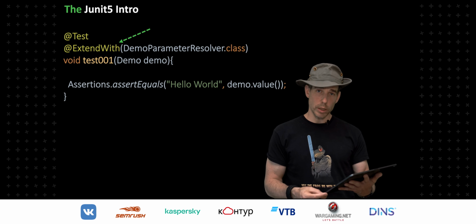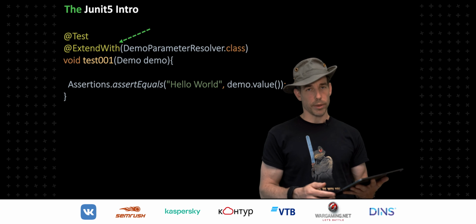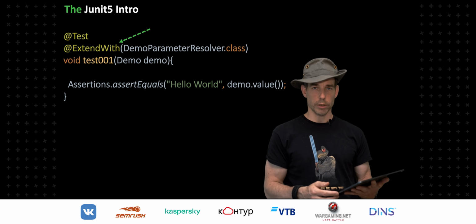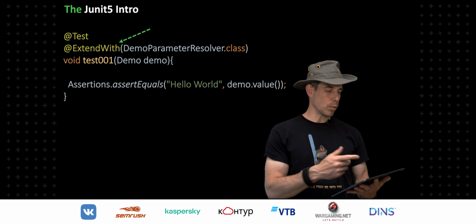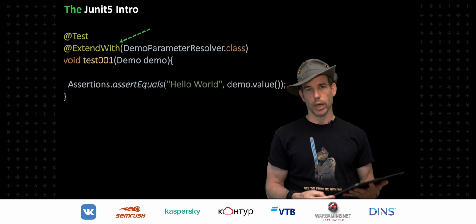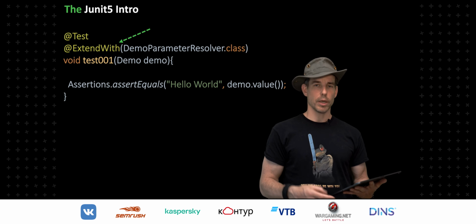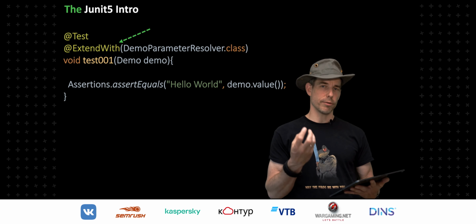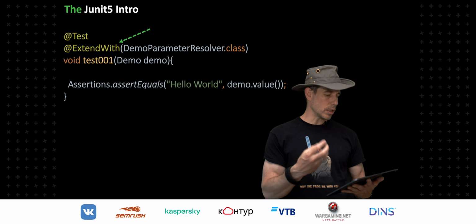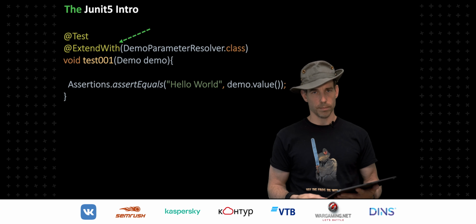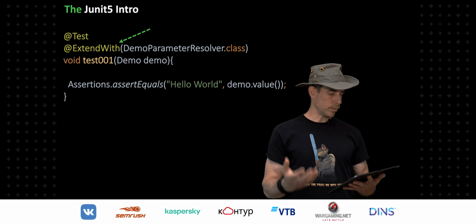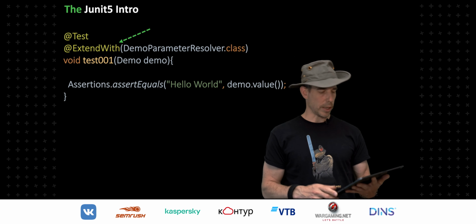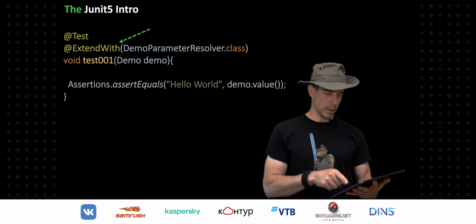To activate this one, you can do it on class level or on method level. Here I'm just showing it on method level. I'm extending with this param resolver I just created. And this means for this dedicated method, I have the possibility to get this instance of type demo injected on method level or on class level, and then this is available.